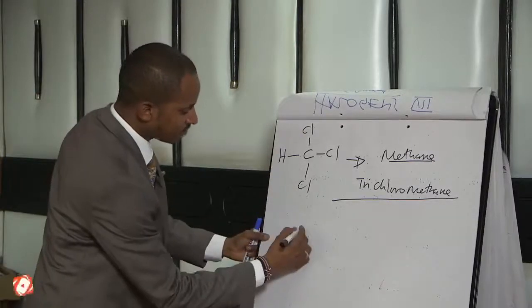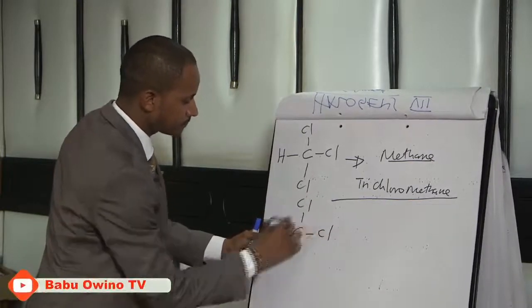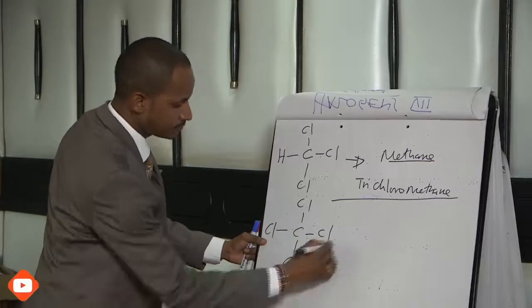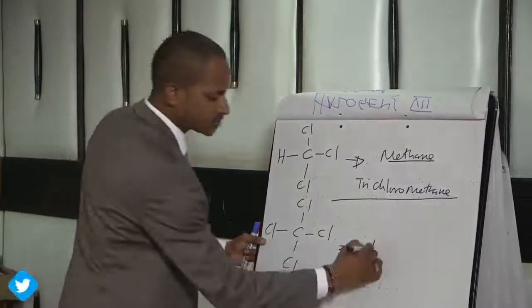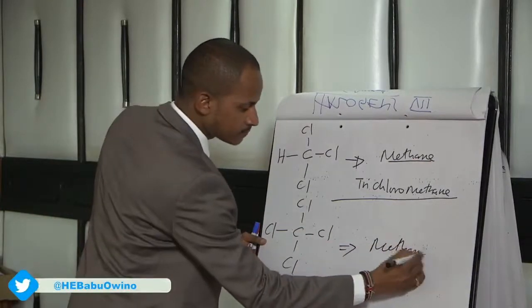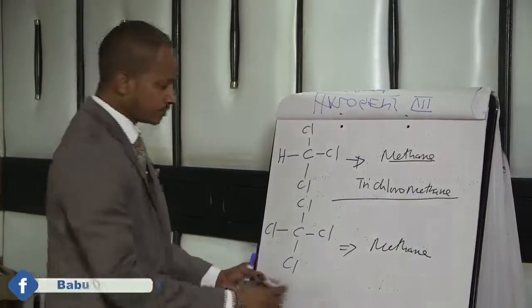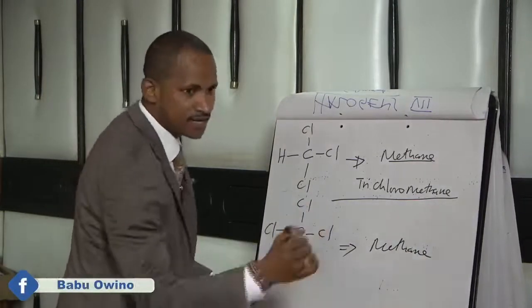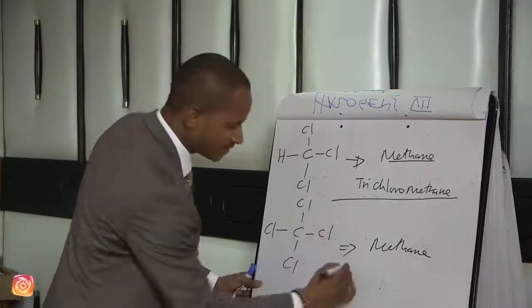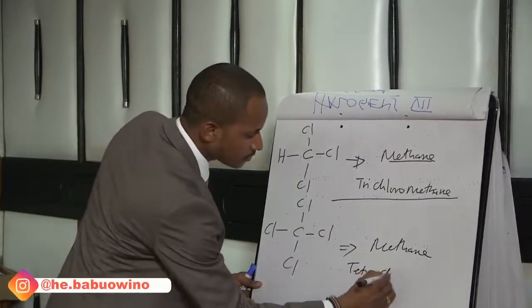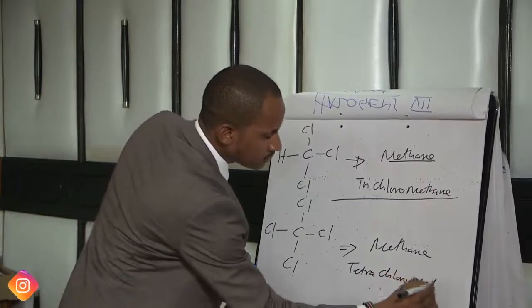Now the last example we have, longest continuous chain is methane. And then from here we have 4 chlorines, which makes it tetra, not quadra. Tetrachloromethane.